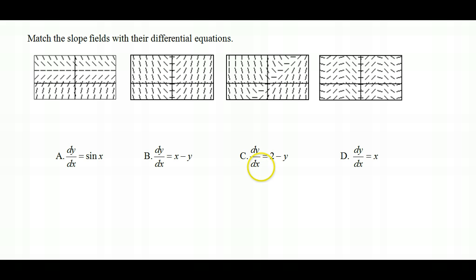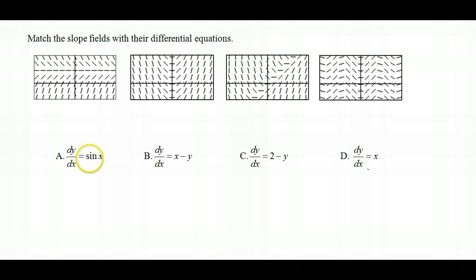In C, I have dy/dx equals 2 minus y. So only one variable here, and the variable is y. And in the last one, D, I have dy/dx equals x. So one variable here, and the variable is x. The nice thing about a differential equation with one variable is that I can go ahead and solve for the solution to the differential equation explicitly.